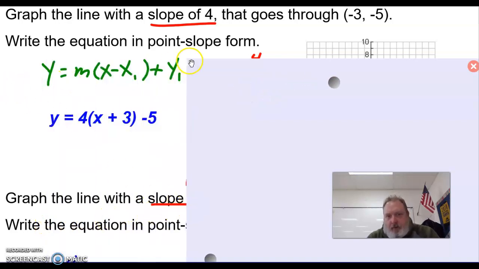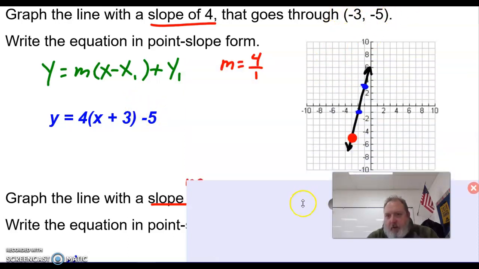So again, this is the equation that we want. We know m is 4. We know that x1 is -3. So when I subtract this, it becomes x plus 3 minus 5 at the end. So now I've got everything I need in order to graph this. We are going to start at this point. So I went to -3, -5, and put my point. And then I'm going to use my slope 4/1, up 4 and over 1. And again, we are starting from the given point.